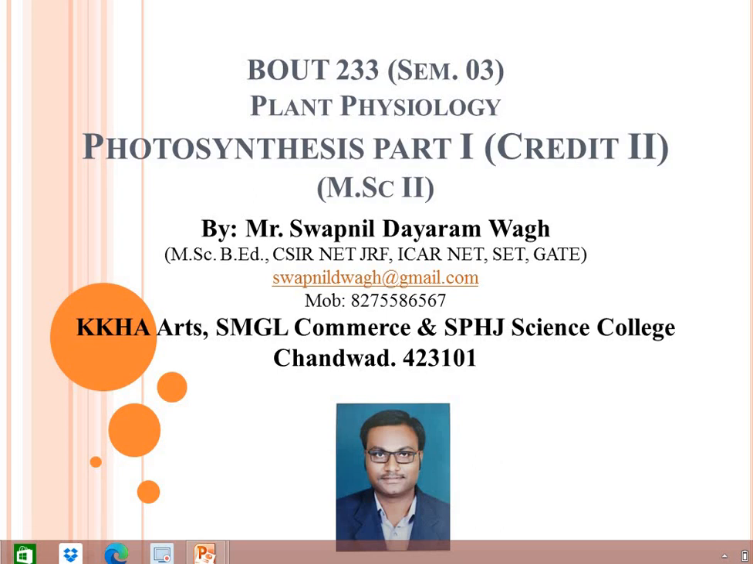Then where is the location of this photo part and the synthesis part? Where are they carried out? The photo part is carried out in the presence of light in grana, while the synthesis part, also known as dark reaction, is carried out in stroma. These are the locations of the photo part and the synthesis part. In the photo part, we generally study cyclic and non-cyclic photophosphorylation, while in the synthesis part we study the C3 cycle, also known as Calvin cycle.